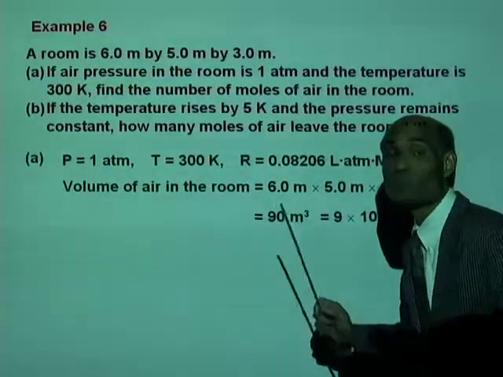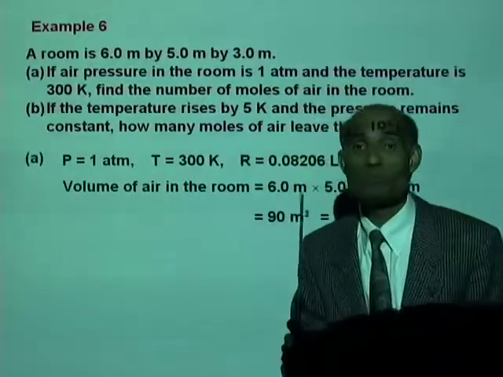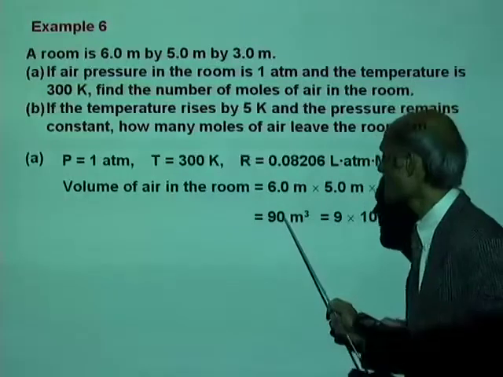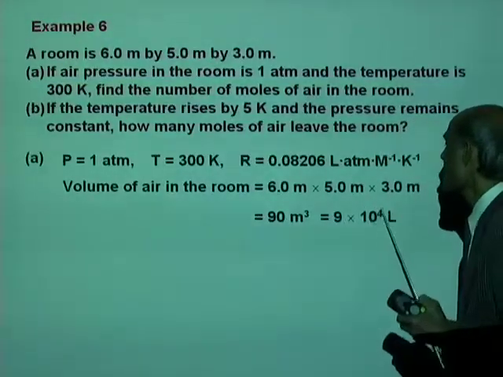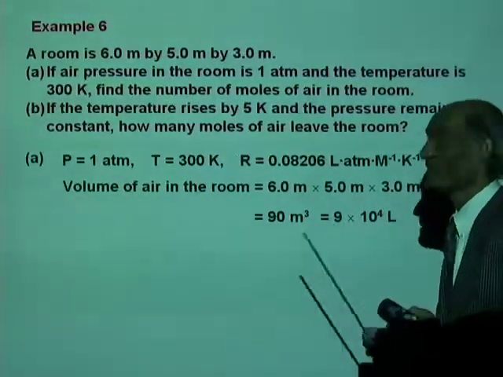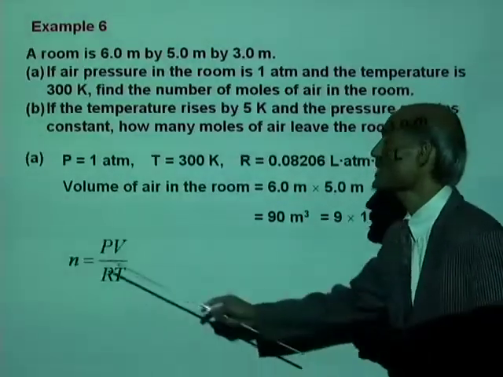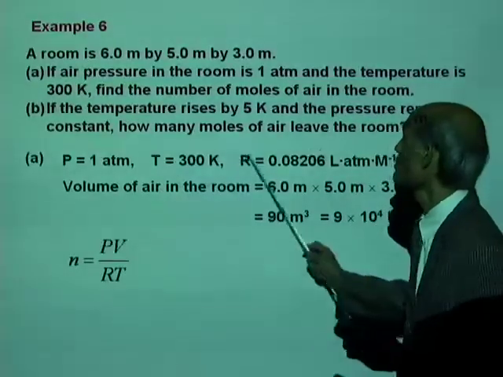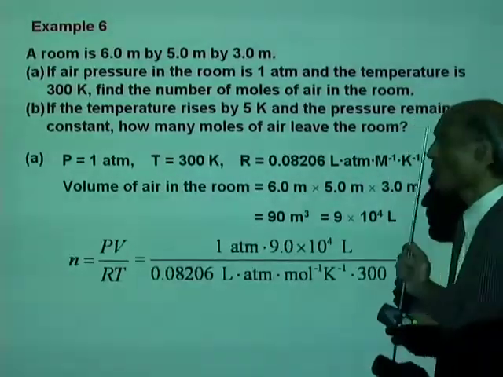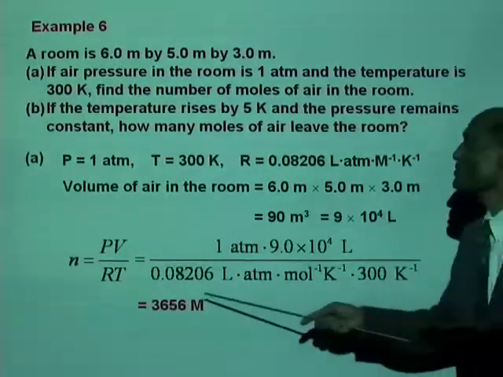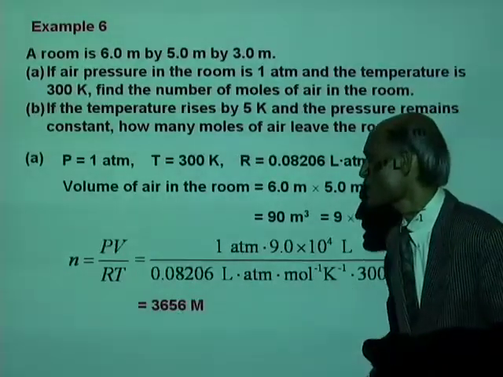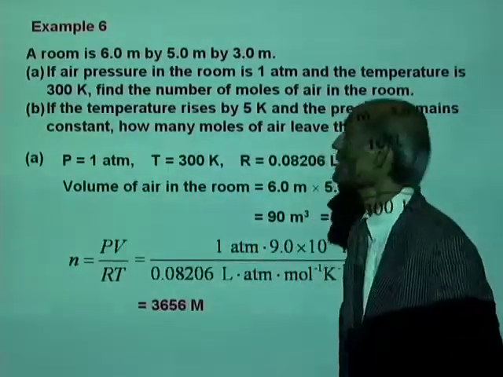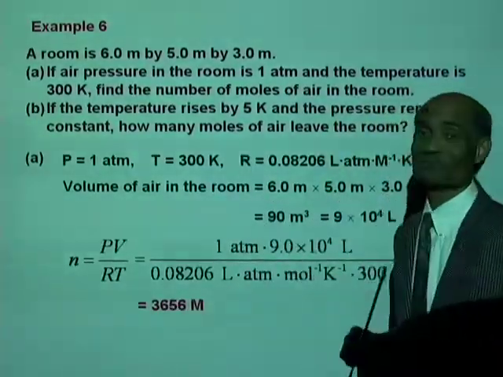In order to convert meter cube to liters, 1 meter cube contains 1,000 liters. So multiply this by 1,000. You get 9 times 10 to the 4 liters. Now once you have all these values, n equals PV over RT. So put in all these values as before, and we get the number of moles is 3,656 moles. You got so many moles of air in the room at that temperature.